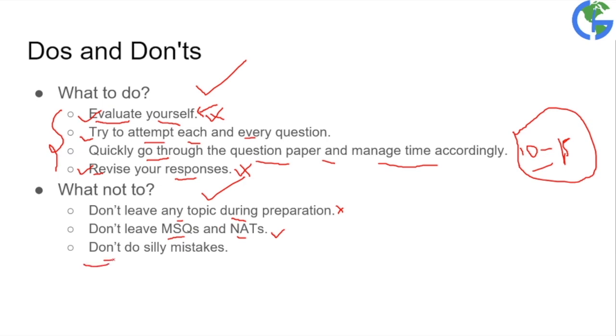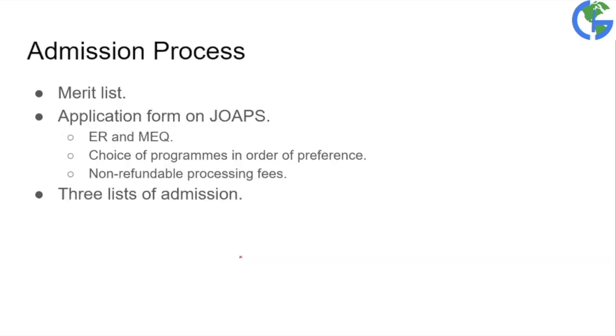Last and important thing is, don't make silly mistakes, and to avoid these silly mistakes, the best method is to revise your responses. If you have enough time, revise it twice or thrice, but revise your responses at least once. That will increase your scores, right? So these are a few important things you need to remember while preparing and while giving the examination.